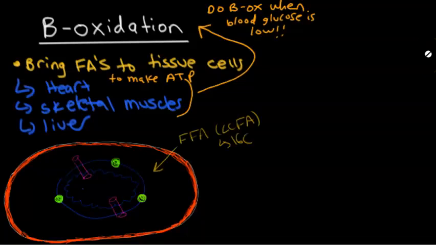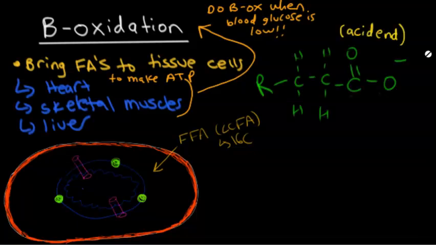The free fatty acid, the long-chain fatty acid that we made from fatty acid synthesis, is the 16-carbon saturated palmitic acid. We can make longer ones and even unsaturated fatty acids, but let's take a look at the 16-carbon saturated fatty acid that we already saw how to make in the previous video. This fatty acid has to get into the cytoplasm and eventually to the mitochondria of the cell to undergo beta-oxidation.